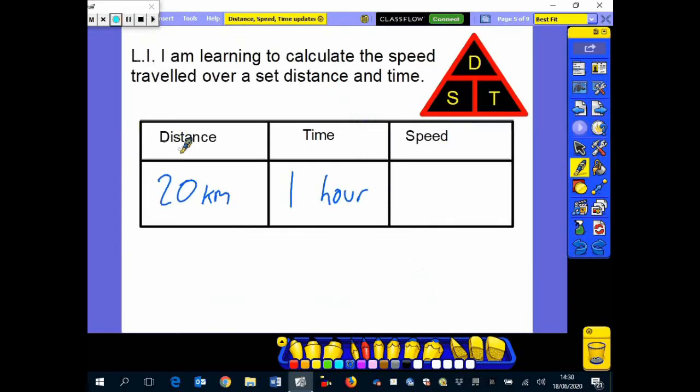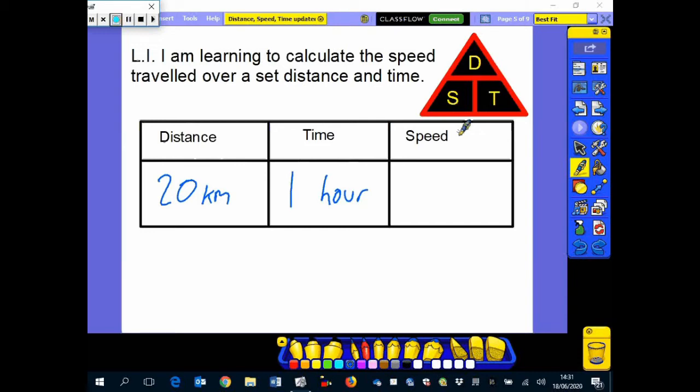So, a fairly simple example to start off with here. We're being told that we have just travelled a distance of 20 kilometres, and the time it took us to do that was 1 hour. And we're being asked, how fast were we going? What was our average speed over that time?